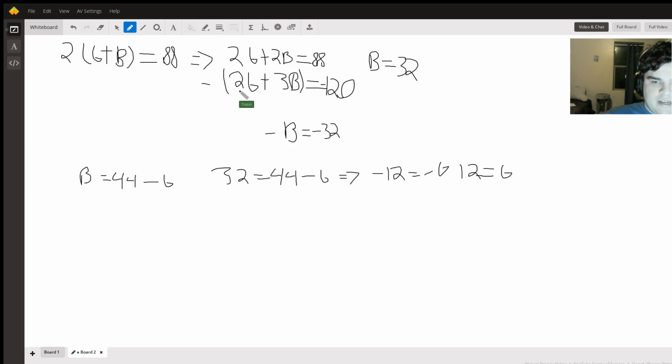You end up with 2g minus 2g, which is 0. Then you end up with 2b minus 3b, which is minus b. That's equal to 88 minus 120, which is minus 32. So minus b is equal to minus 32, so b equals 32. Now that we know that b equals 32, we can solve for g. Since b is equal to 44 minus g, 32 is equal to 44 minus g. So minus 12 is equal to minus g, so 12 is equal to g.